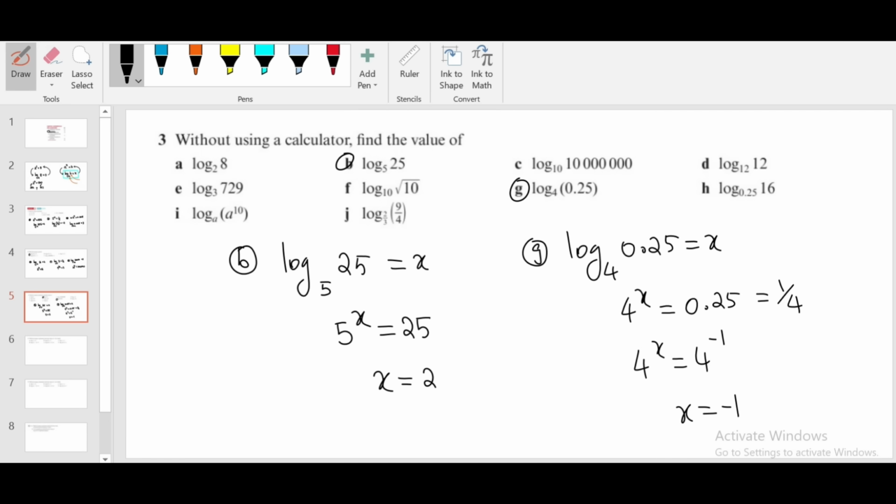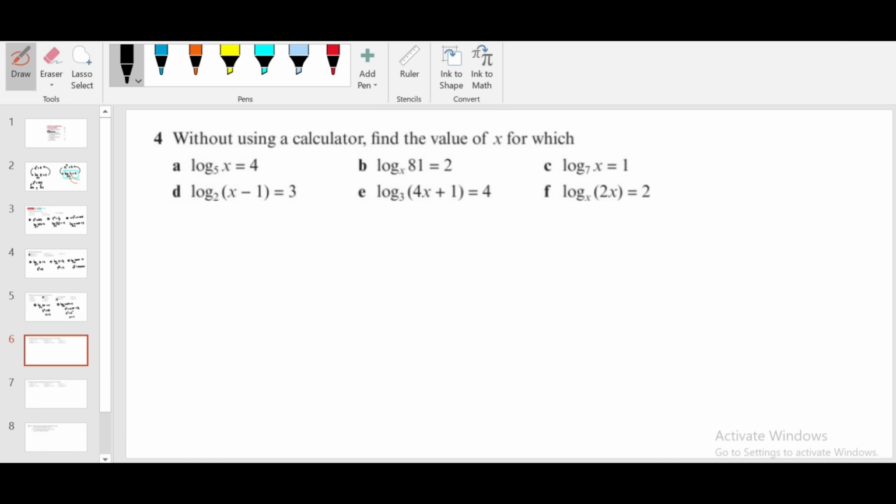But don't worry, in the exam you are allowed to use your calculator. So I'm going to move on to the next question. You are allowed to use your calculator, okay? But when they say in the exam, let's say they mention without using calculator, what do they mean by that? They want you to write the steps clearly, okay? You can't just put it in your calculator and write the final answer.